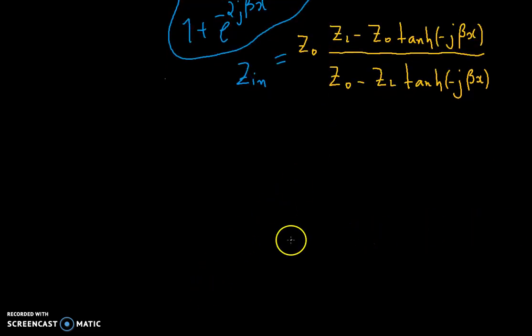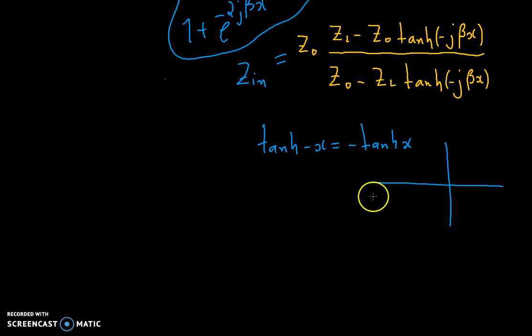Now if you look here, we have this minus here. However, there's a nice thing about the tanh function, which is it's an odd function. So tanh of minus x is equal to minus tanh x, which is an odd function. If you look on the graph of the tanh x, it starts negative here, goes here, and goes like that. So it's symmetrical, and it's an odd function.